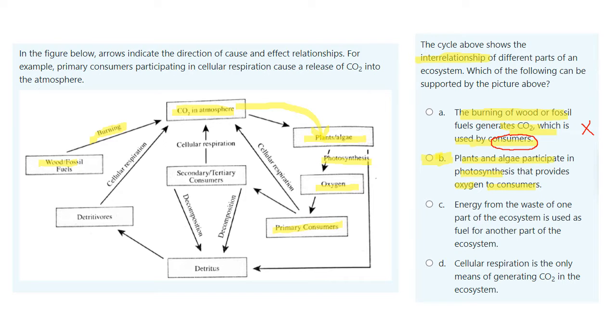C, energy from the waste of one part of the ecosystem is used for fuel in another part of the ecosystem. Well, can we see waste anywhere? We have the decomposers. Decomposers make the detritus, which makes detritivores, which then do cellular respiration to make CO2. I don't think that is proving to be waste.